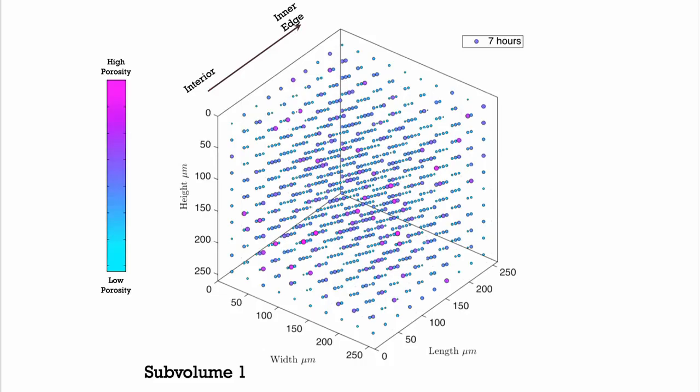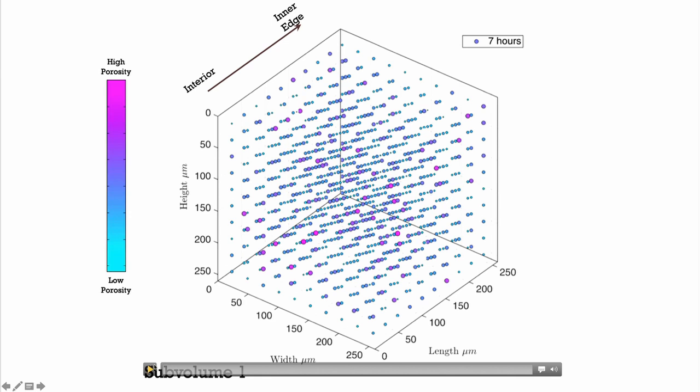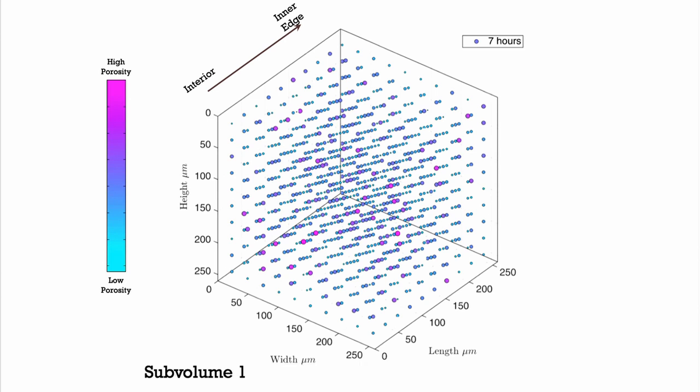And apart from the profile, we also did this 3D analysis on the porosity distribution. So we divide each subvolume into smaller cubes and then calculate the average porosity within each cube and plot them against their position. And eventually we can get a distribution of porosity within the whole subvolume. Another thing I have to mention is that the large purple sphere represents higher porosity, while the small blue sphere represents lower porosity.